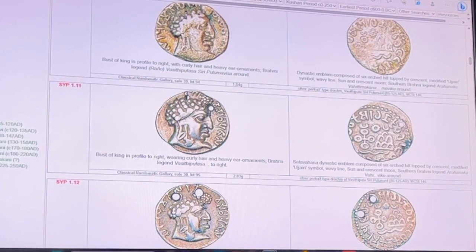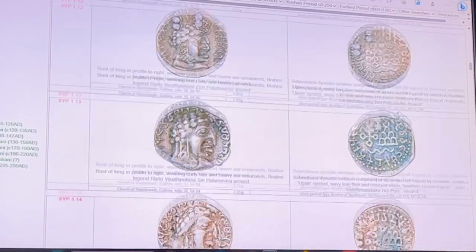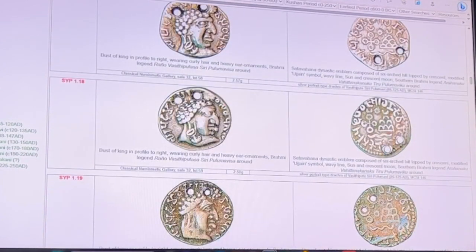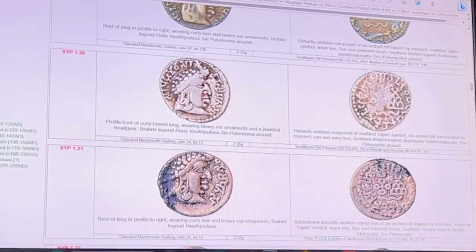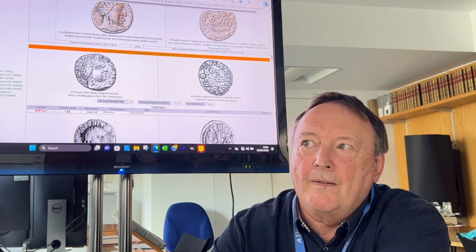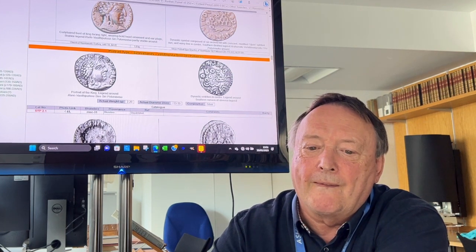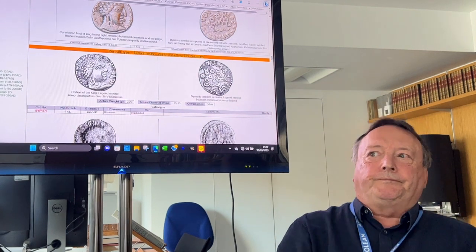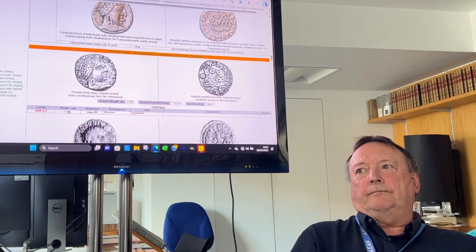What the advantage of having all these is that you can actually start to think about dies, which gives you some clue as to scale of production. Yeah, absolutely. This is a long time ago. I collected together about 150 images of Nahapana coins, and I found one die duplicate, which suggests that it was a massive coin. Yes, absolutely massive.